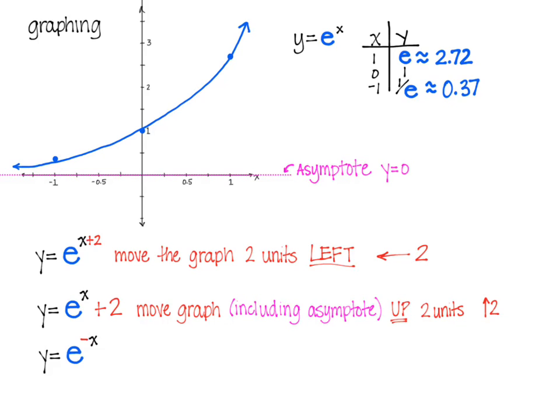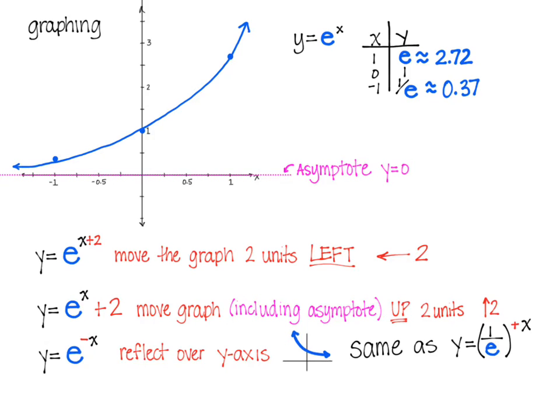And lastly, not lastly, but I have 2 more to show you. If this one was e to the negative x, when you negate the x, it means to reflect over the y-axis. As you see, this function is going up this way. But if I were to reflect it over the y-axis, it would look like this, and it would be an exponential decay problem. And you'll notice it would be the same thing as y equals 1 over e to the positive x, because this negative exponent means flip the base, and so I could look at it either way.